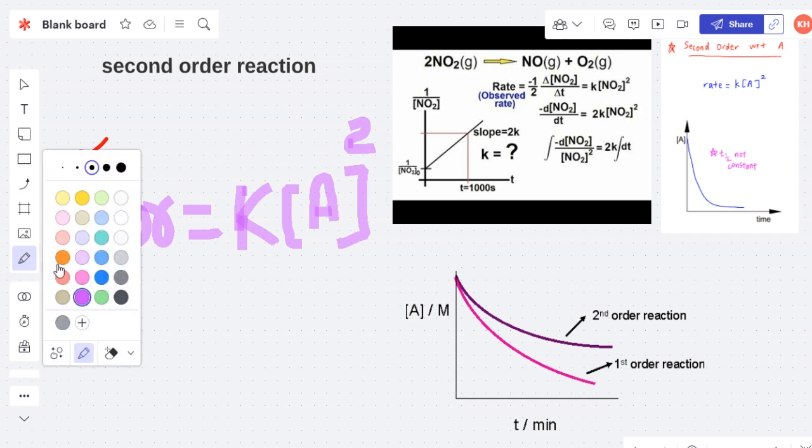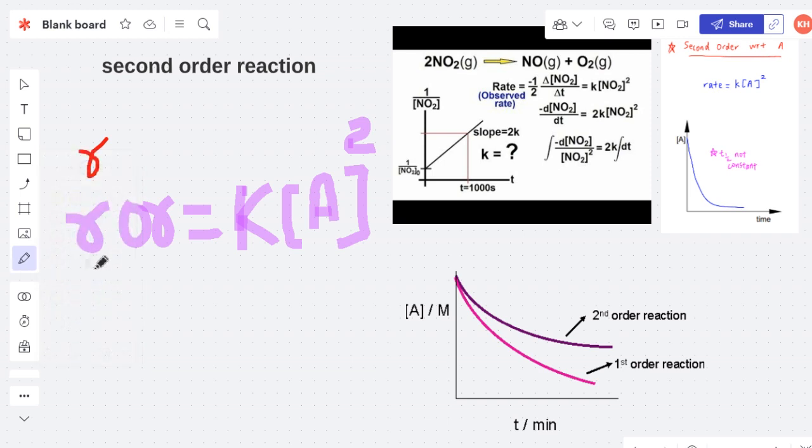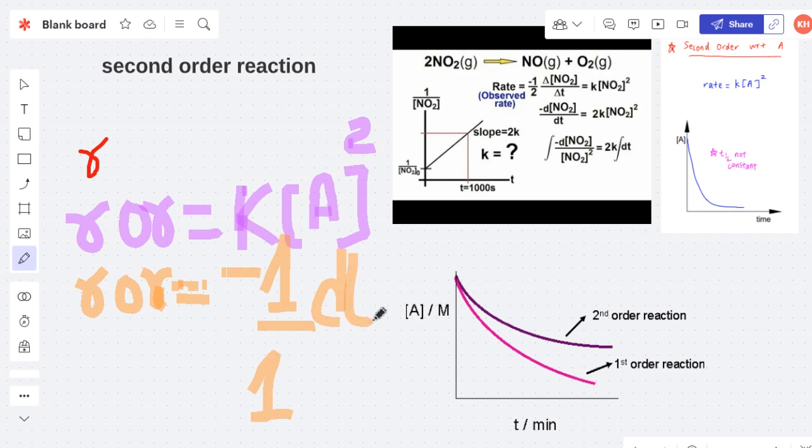And after we know that, there is one more formula for writing the rate of reaction, which is this: ROR, which means the rate of reaction. I will be facing difficulty while writing it. So this is 1 by 1 dA/dt. This is for the instantaneous rate of reaction, right? We can write it like this as well.